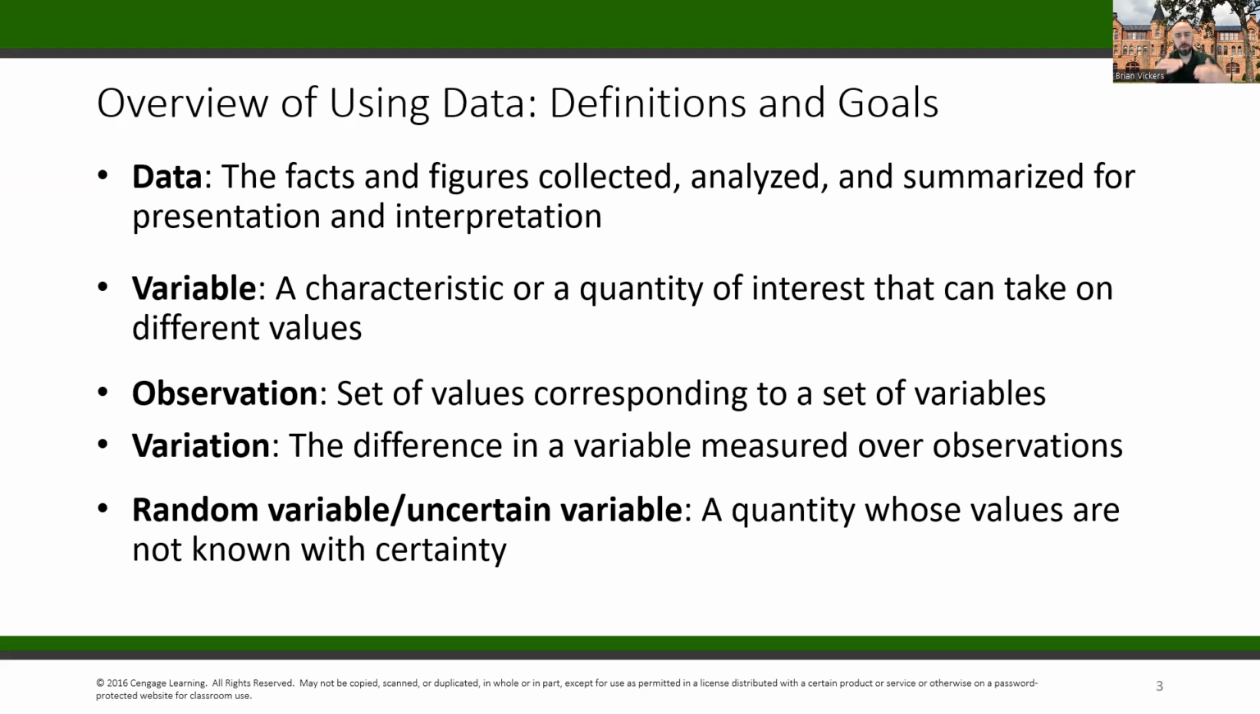Variation is going to be when you have measurements or data accumulated that has variability in it. It's a specific measure. There's a specific calculation for variance over those observations.